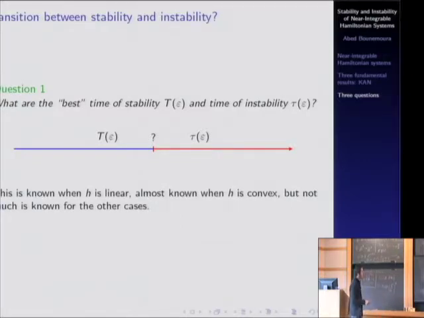So let me say this is known when H is linear. You know exactly where it is. This is almost known when H is convex. There is a small gap somewhere here. But not much is known for the other case. For the other case, you have some results here, but they are not the best, I think. And it's complicated to construct examples of Arnold diffusion to test that.